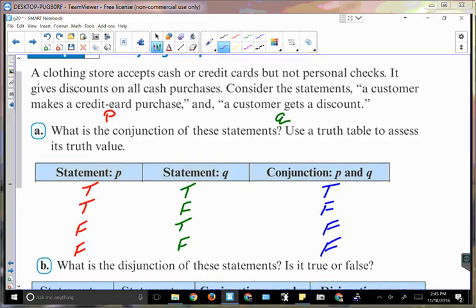Gives discounts on all cash purchases. Now, did the statement say that they made discounts only on cash purchases? No, doesn't say that at all. So, given that, is it possible to make a credit card purchase and get a discount? Yes, it would be. Okay, because that discount wasn't exclusive to just that.